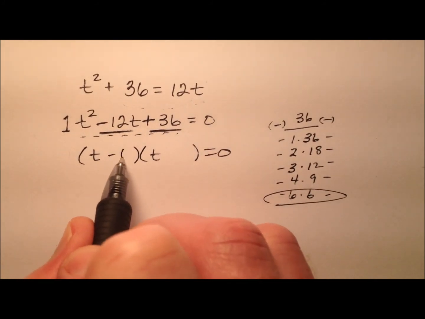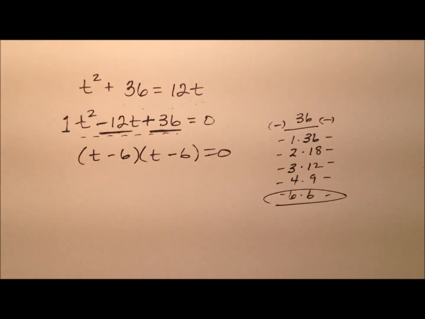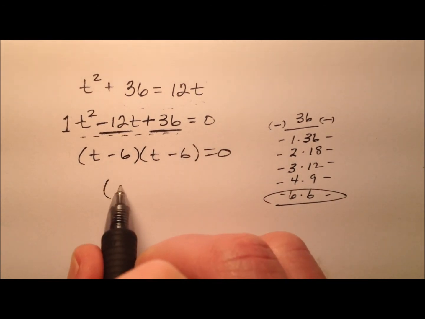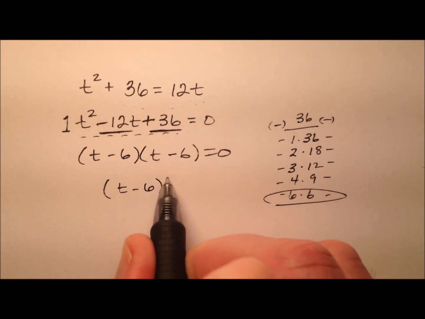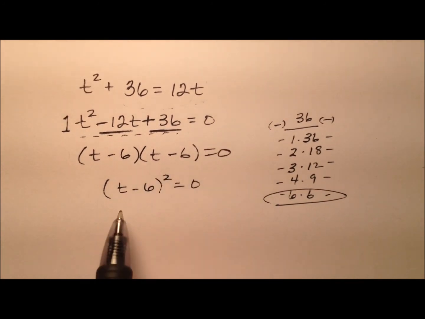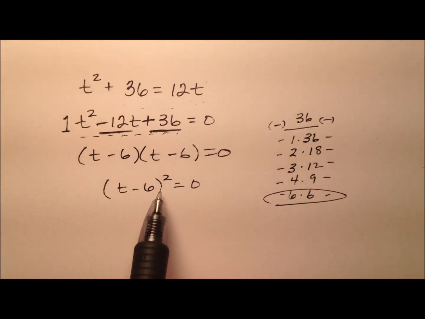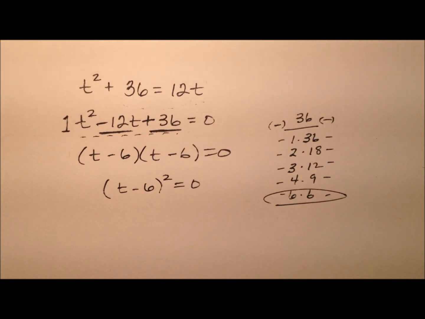So let's go ahead and drop that in, negative 6 and negative 6, which we could rewrite if you wanted to, since both of those factors are identical. So we could say t minus 6 quantity squared equals 0.